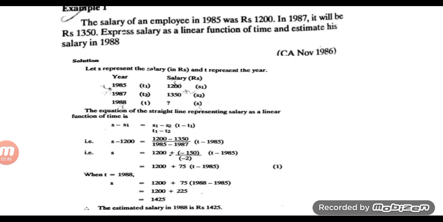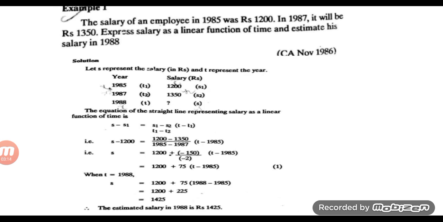I have considered the years as t1, t2 and the unknown as t, and the salaries as s1, s2 and the unknown as s. My equation is: s minus s1, that is the unknown salary minus the first salary, equal to (s1 minus s2) by (t1 minus t2) into (t minus t1).